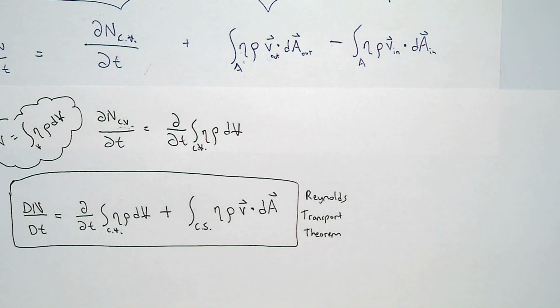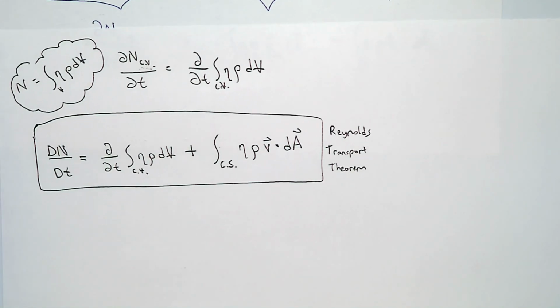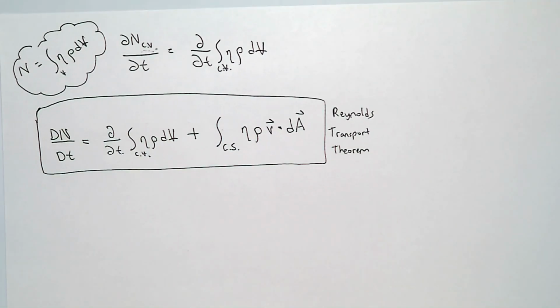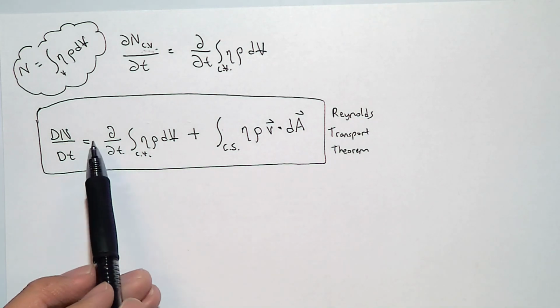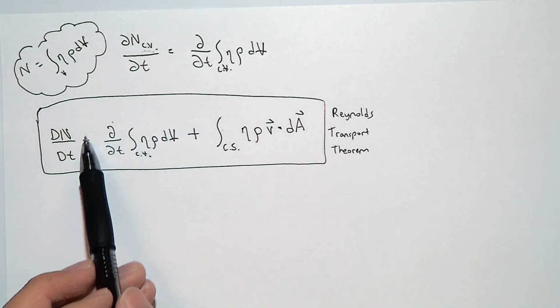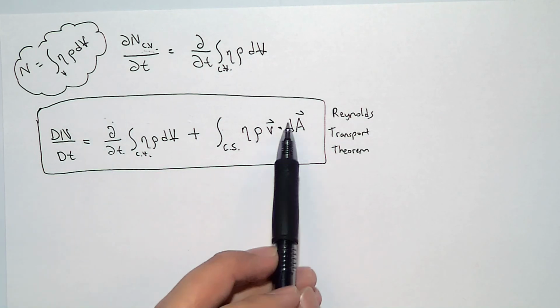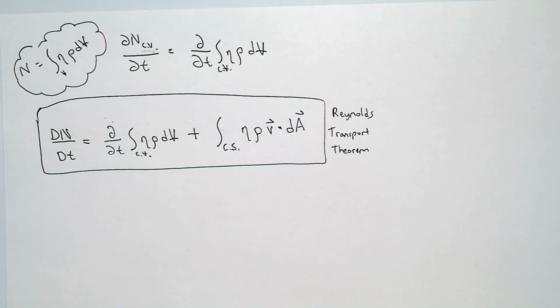You know, I don't encourage memorizing equations. However, I will say that if you don't want to rederive the Reynolds transport theorem every time you try to use it, then at least try to remember these terms. Remember that we have a change with respect to time across the control volume, and then we have the integral across the control surface. As long as you understand those two terms, applying the Reynolds transport theorem will be easy.